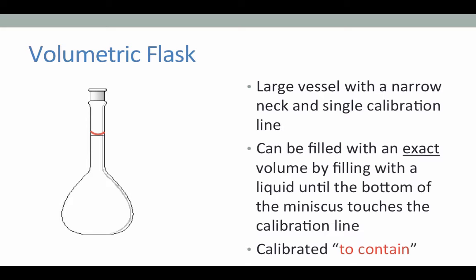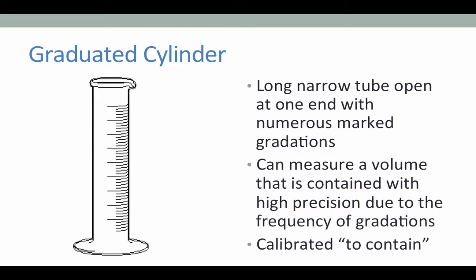Last, it is important to note that a volumetric flask is calibrated to contain an exact amount of fluid rather than to be able to pour out that amount of fluid. The graduated cylinder is another very accurate piece of glassware. It is a long, narrow tube with an opening at only one end, and it has numerous gradations marked along the side of it. These gradations are calibrated to contain, just like the volumetric flask, so the graduated cylinder can be used to very accurately measure an amount of solution, regardless of whether it matches a specific calibration point, as for the volumetric flask.